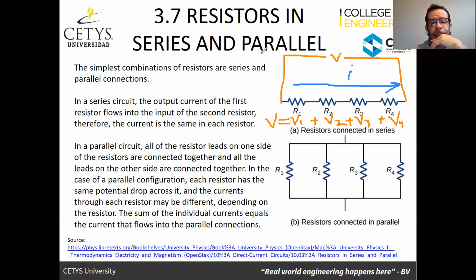So these are the characteristics of voltage and current in a series circuit. Now, for a parallel circuit, there is going to be one main voltage, V.